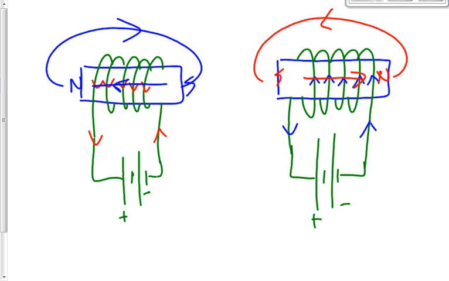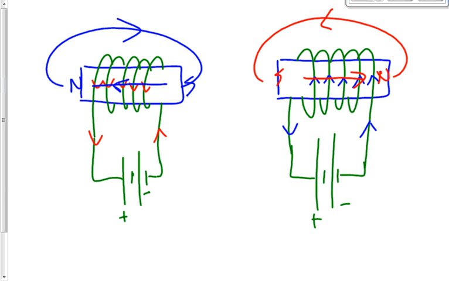Wait a sec. It's opposite to the one we just did? How's it opposite? The battery is set up in exactly the same way. We've got a coil of wire going around this piece of steel. How can it be opposite? Sorry? Yeah, it's wrapped the opposite way.